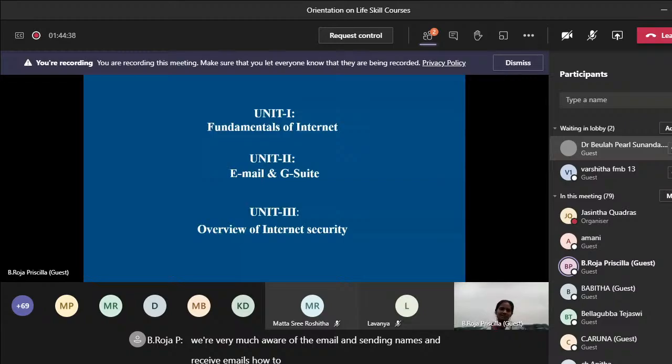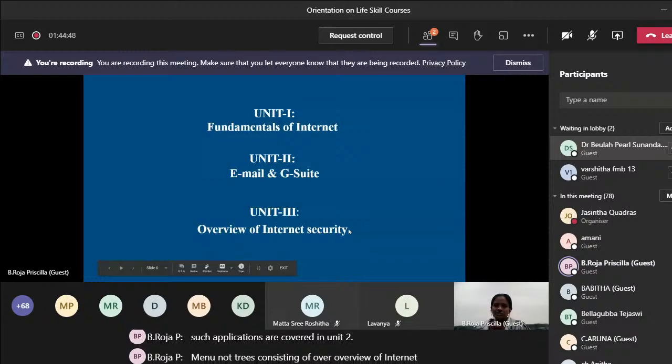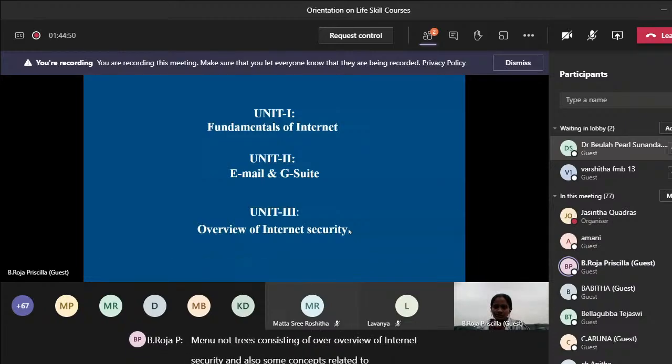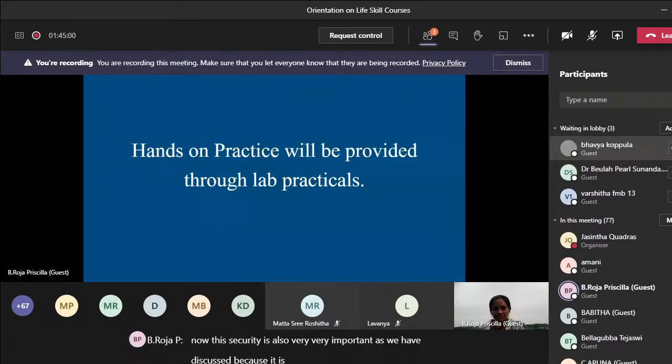Now such applications are covered in Unit 2, and Unit 3 consists of an overview of internet security and also some concepts related to Digital India. Now, security is also very, very important as we have discussed, because security is one of the most important things that you need to be really careful about when you are using internet.